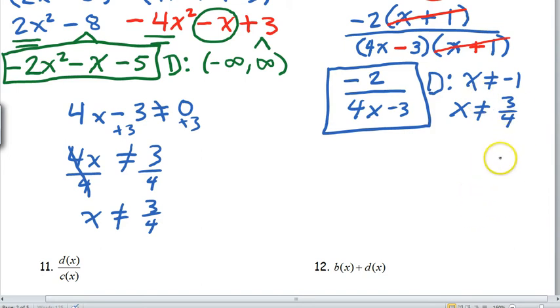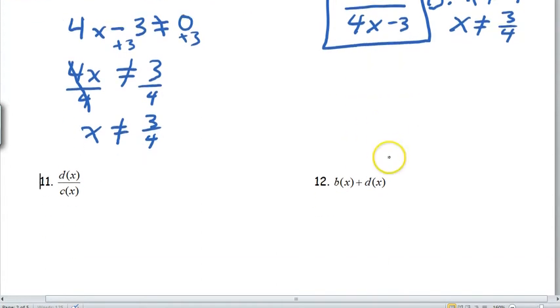We're saying X can be all real numbers except -1 and 3/4. That's what we're saying. Well, why is it -1? Because of the x plus 1 that got crossed out. Think of it as common sense for a minute. If X was -1, -1 plus 1 would make 0. Or you could always just set it equal to 0 and solve. Does everyone understand why there are 2 restrictions on that one?